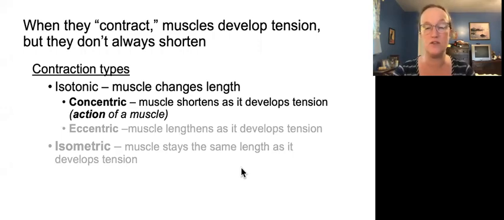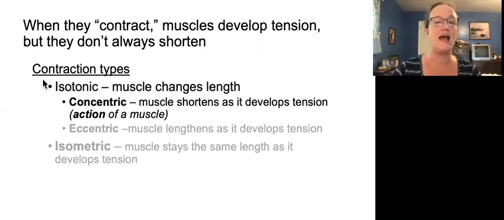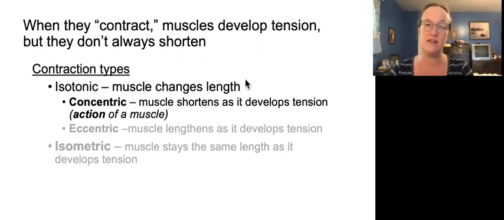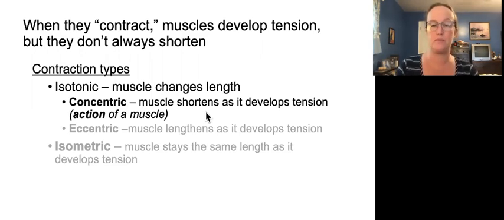This is the kind of muscle contraction we've been talking about here, where a muscle creates force as it shortens. This is a type of muscle contraction called an isotonic muscle contraction. This is a type of muscle contraction where the muscle changes length as it develops tension. And this type of muscle contraction is called a concentric muscle contraction. So a concentric muscle contraction is when the muscle shortens as it creates tension, as it develops a pulling force. And this is what happens when that muscle creates its action.